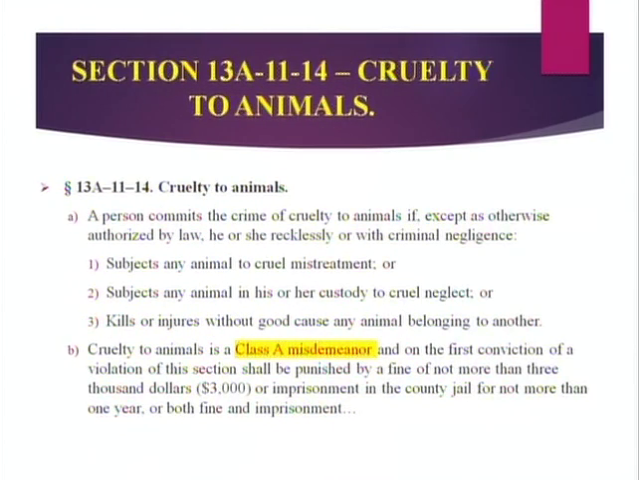Also, in that code book of Alabama of 1975, section 13A-11-14, cruelty to animals. And remember this, a person commits the crime of cruelty to animals if, except as otherwise authorized by law, he or she recklessly or with criminal negligence subjects any animal to cruel mistreatment, or subjects any animal in his or her custody to cruel neglect, or kills or injures without good cause any animal belonging to another. And animal cruelty is a Class A misdemeanor. And remember this, we're going to touch back on this subject on if you kill or injure without good cause.